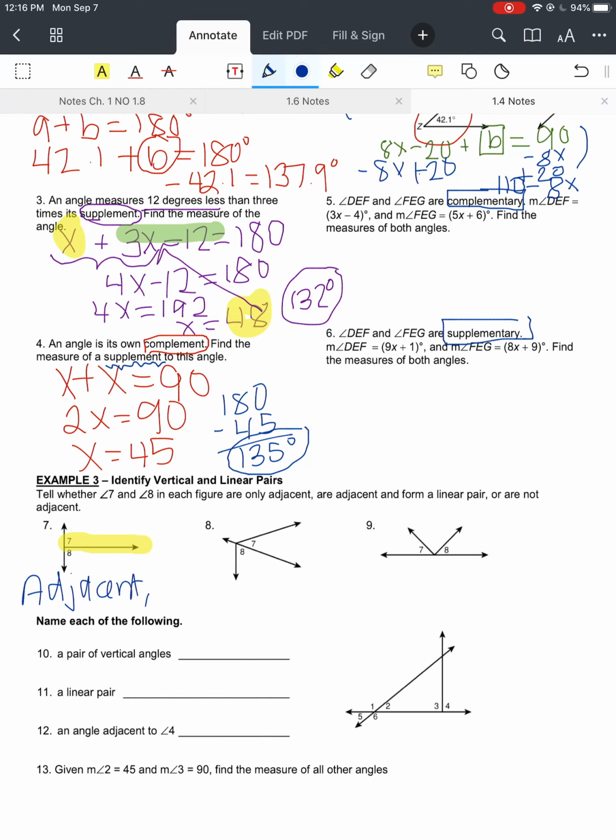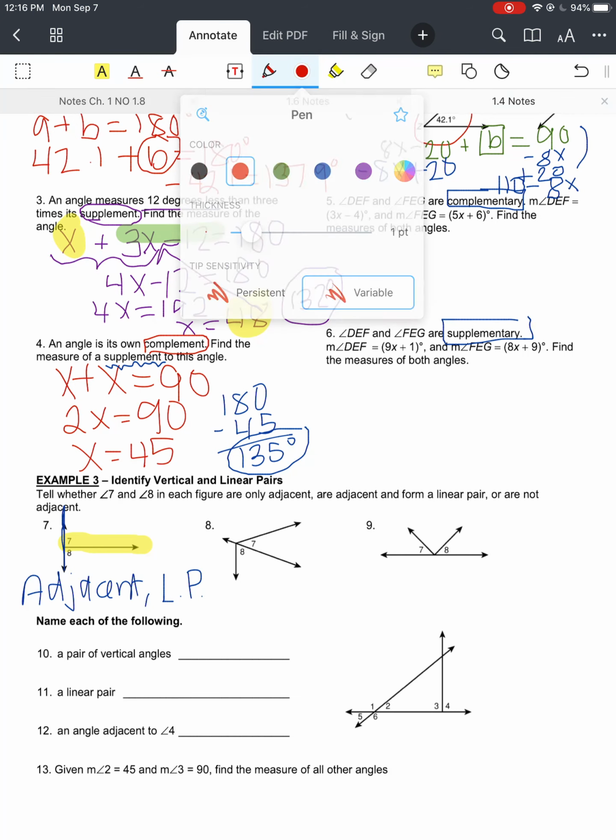If they're adjacent, they could potentially also be a linear pair. Linear pairs, remember, are adjacent and form a straight line. Well, looking here, this definitely is a straight line. So this is also a linear pair. I'll just abbreviate it as LP, linear pair.